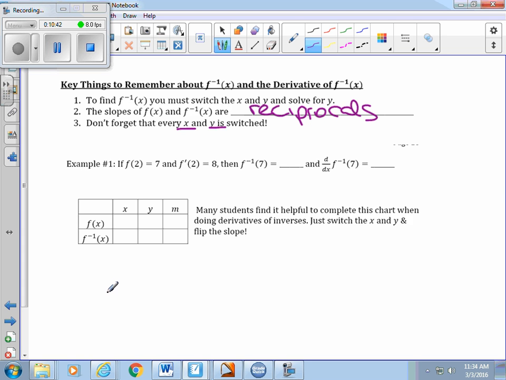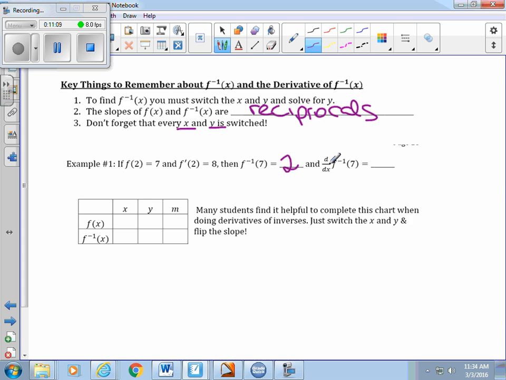Okay, so example number 1. If f of 2 is 7 and f prime of 2 is 8, then first of all, what is f inverse of 7? Well, you tell me, what is f inverse of 7? How do you know? Because you switch x and y, that's what f inverse does.